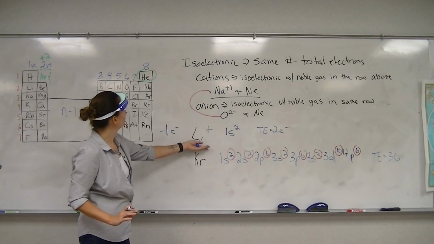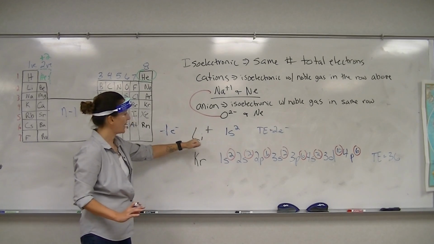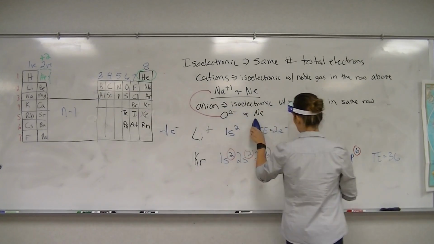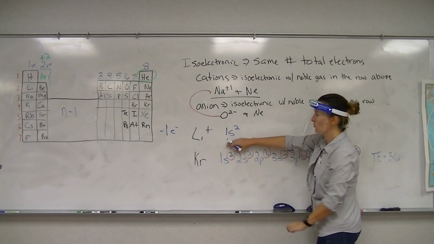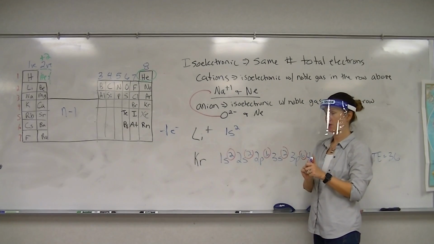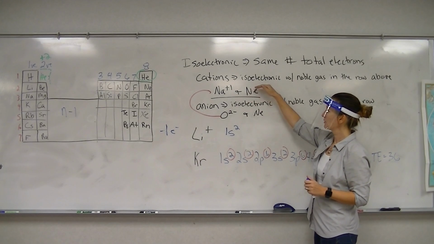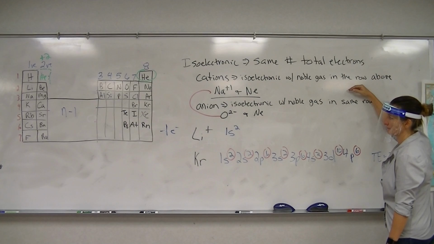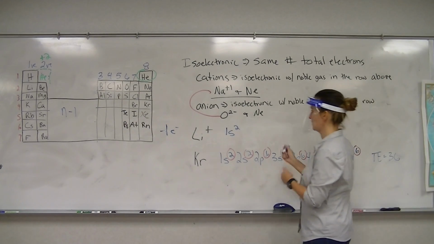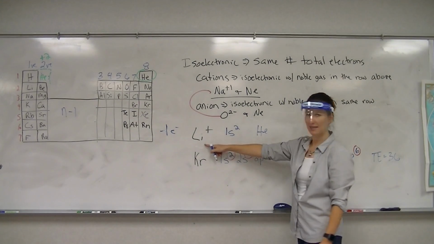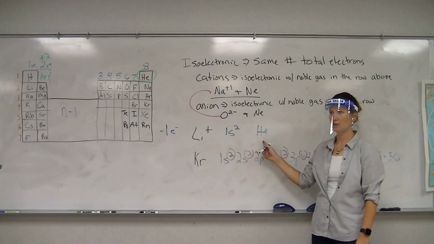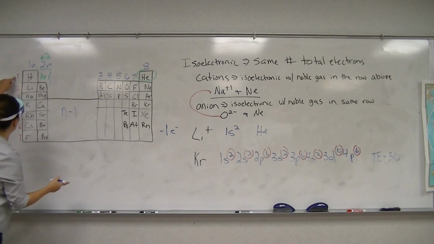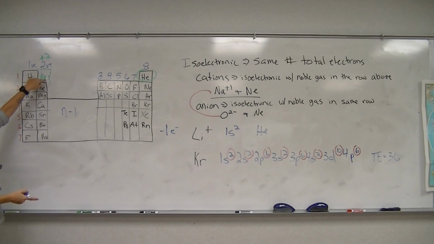Which noble gas has this electron configuration? So which noble gas is lithium plus isoelectronic with? Cation. So it would be in the row above. So that would be helium. Right, so helium and lithium plus would be isoelectronic. They both have the same electron configuration. Helium is 1s2. Same one.